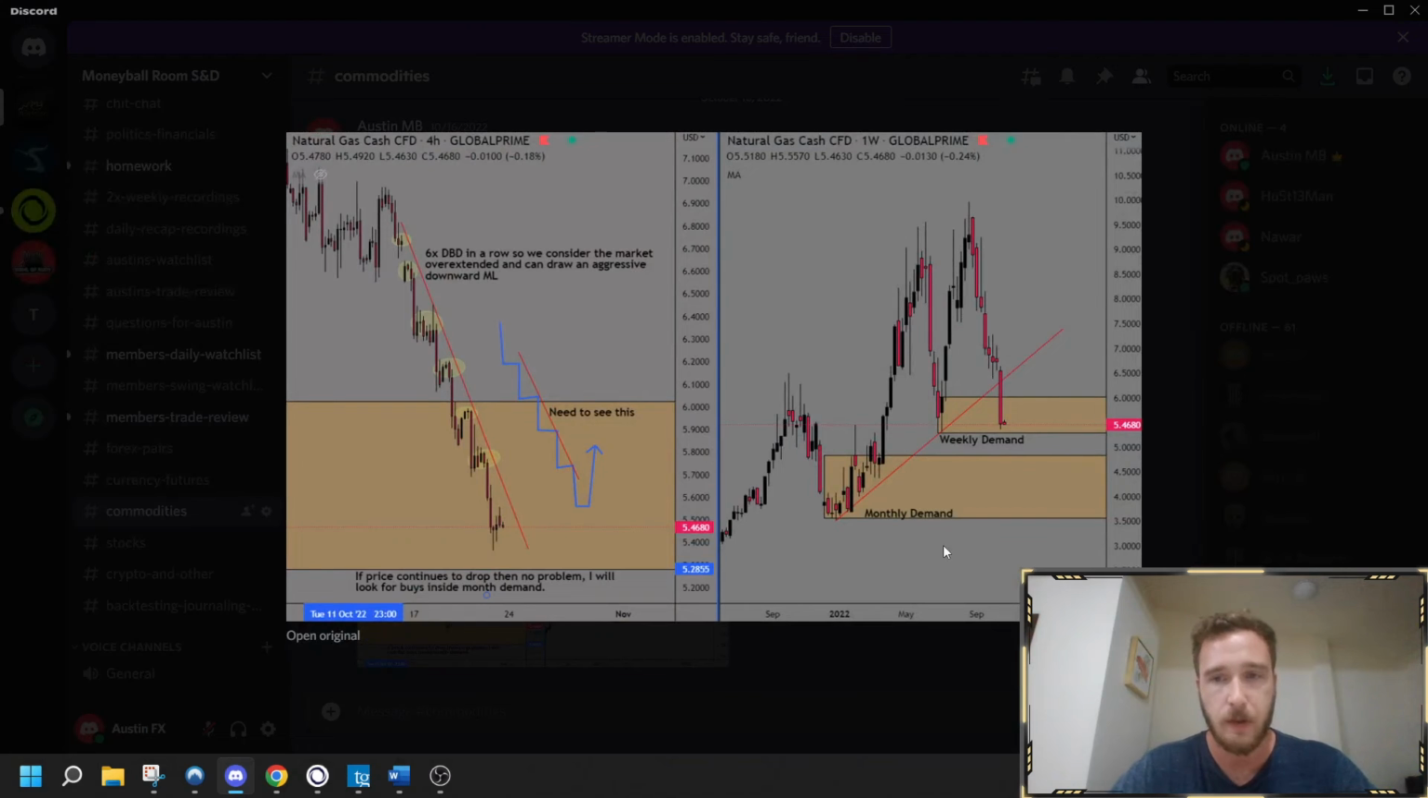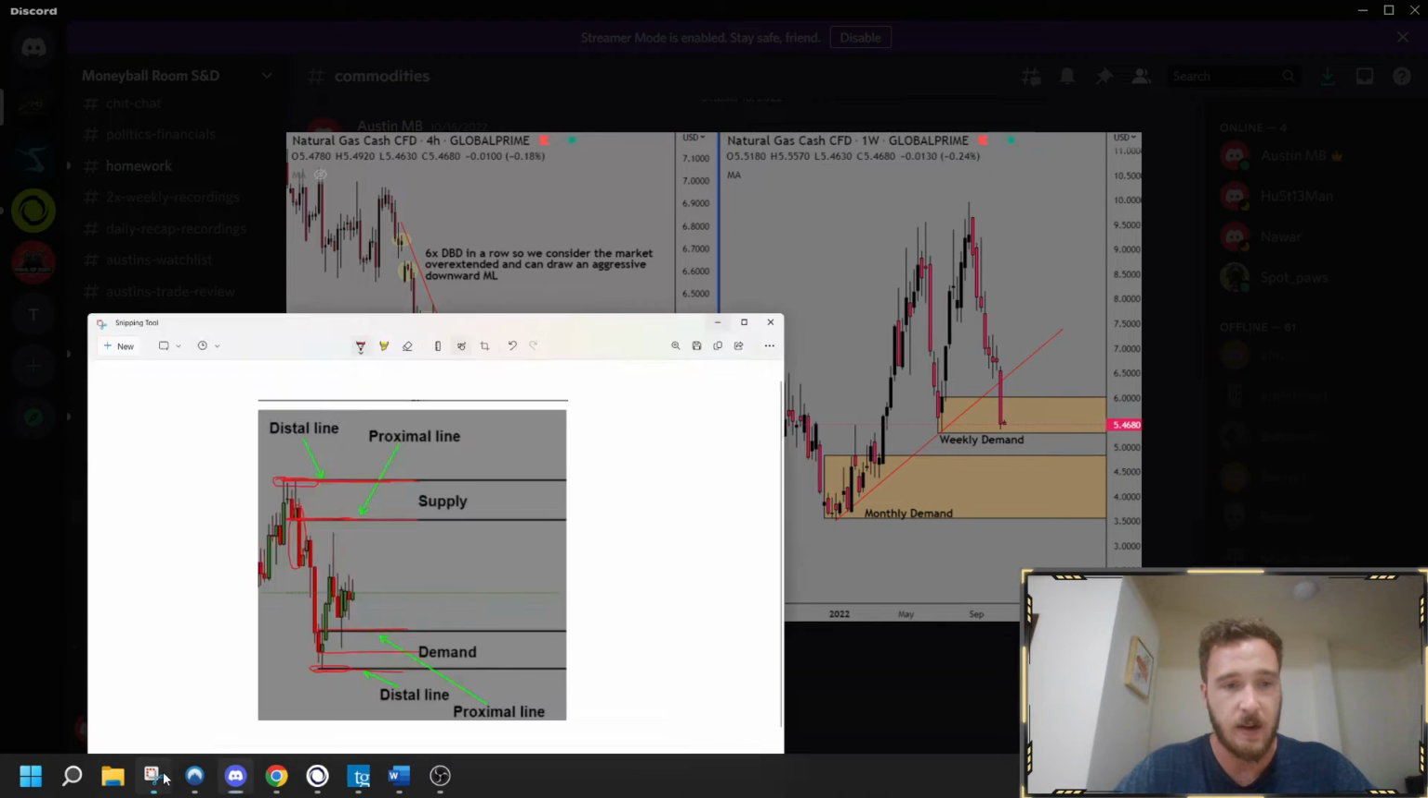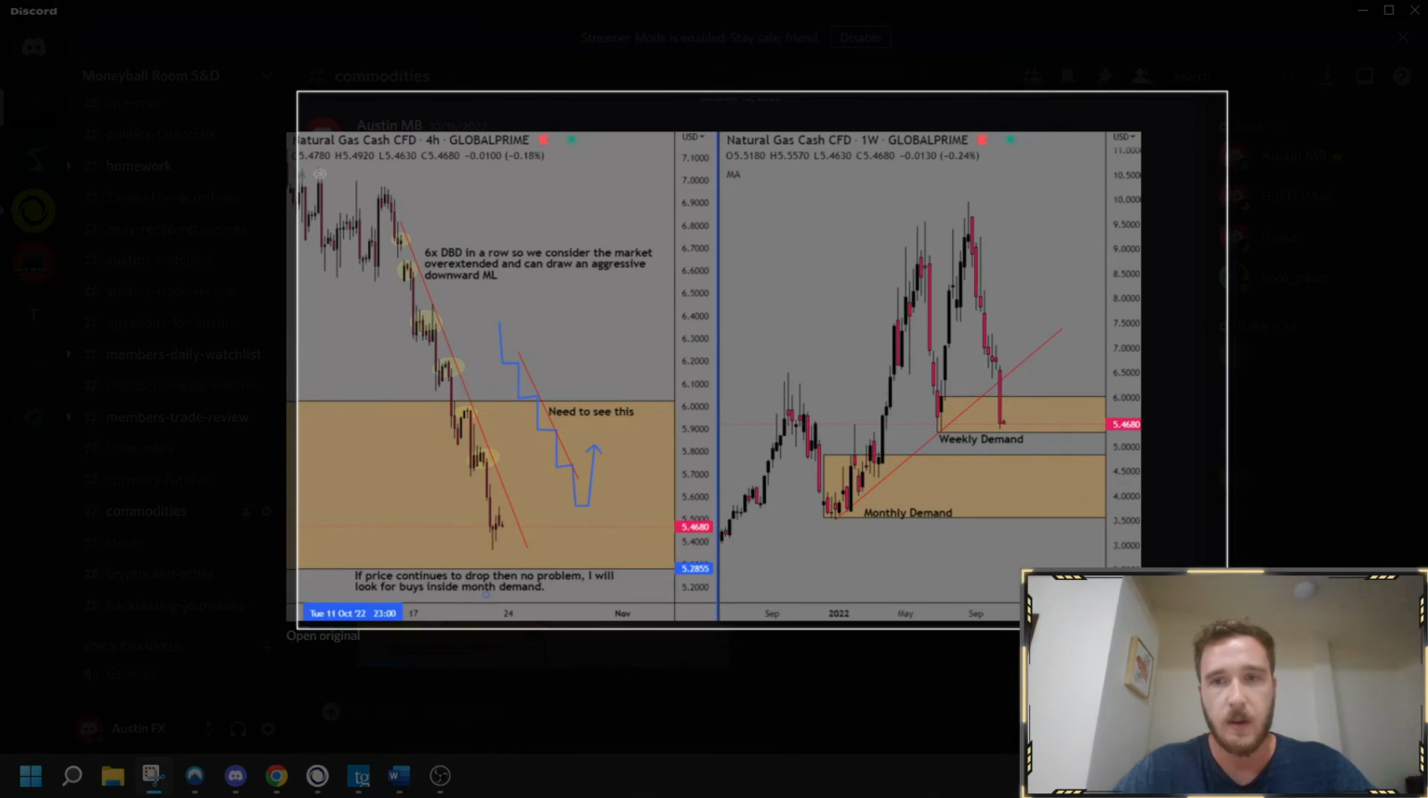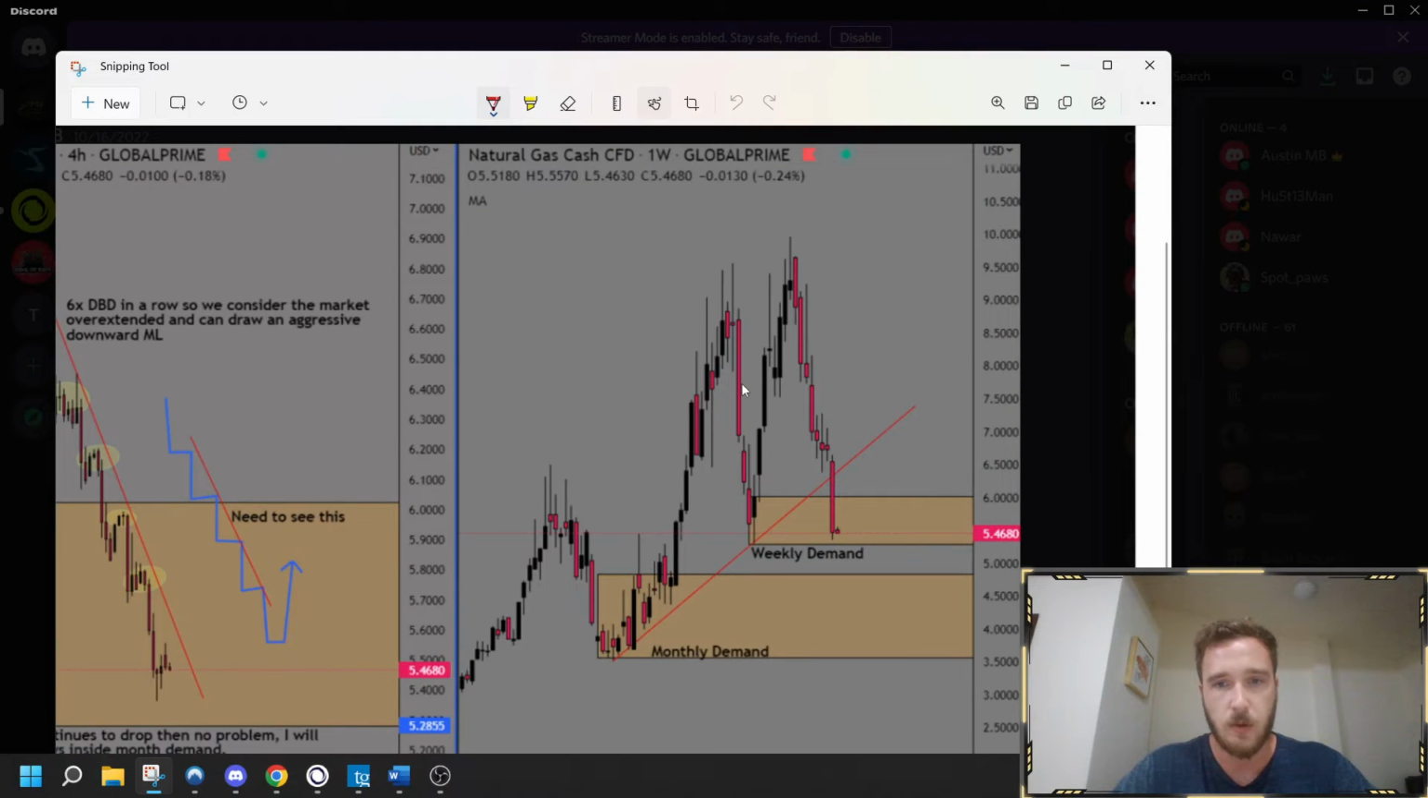So if we look at here on natural gas, this is a weekly time frame. We go to the weekly time frame. Look, guys, drop, base, very strong rally to the upside. So that is a weekly demand zone that we can use on our charts.